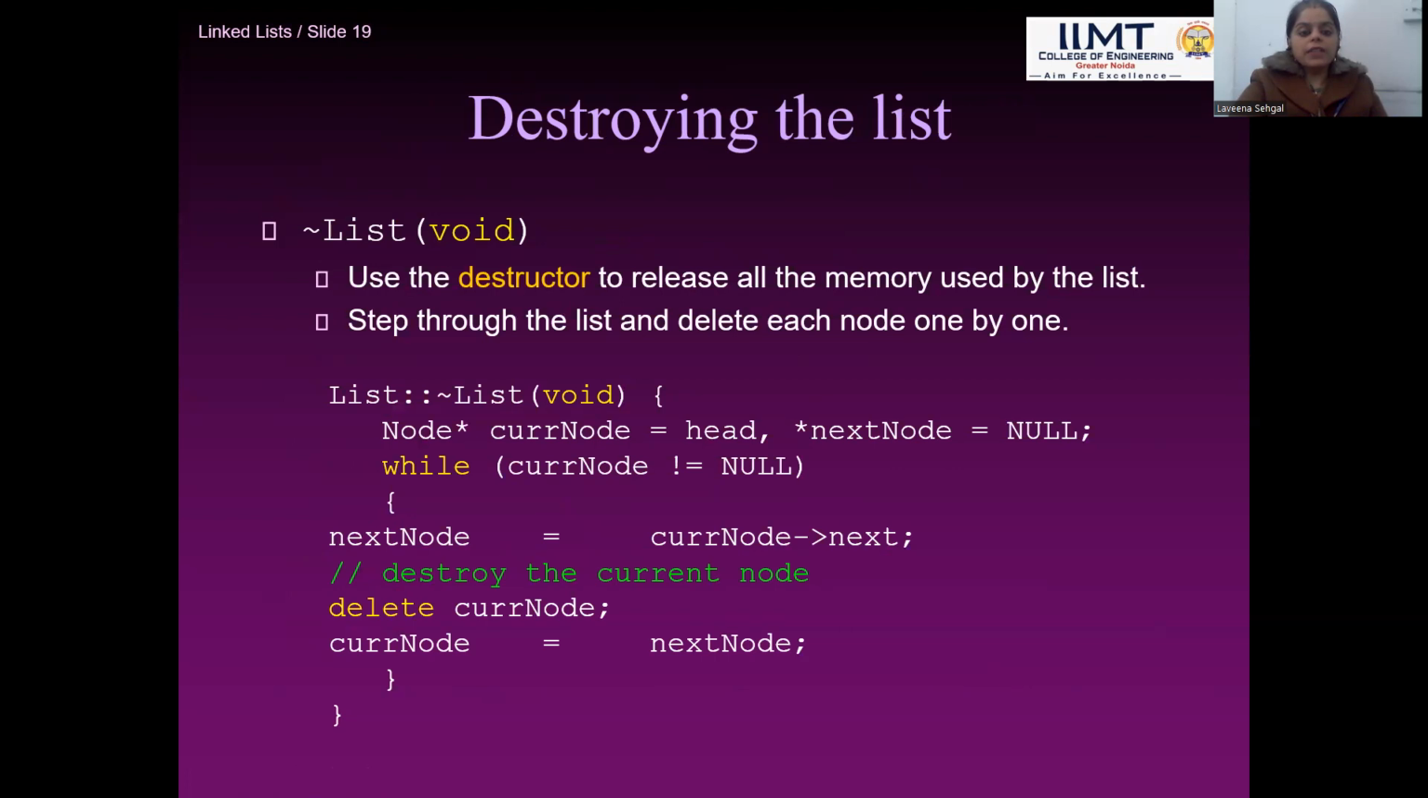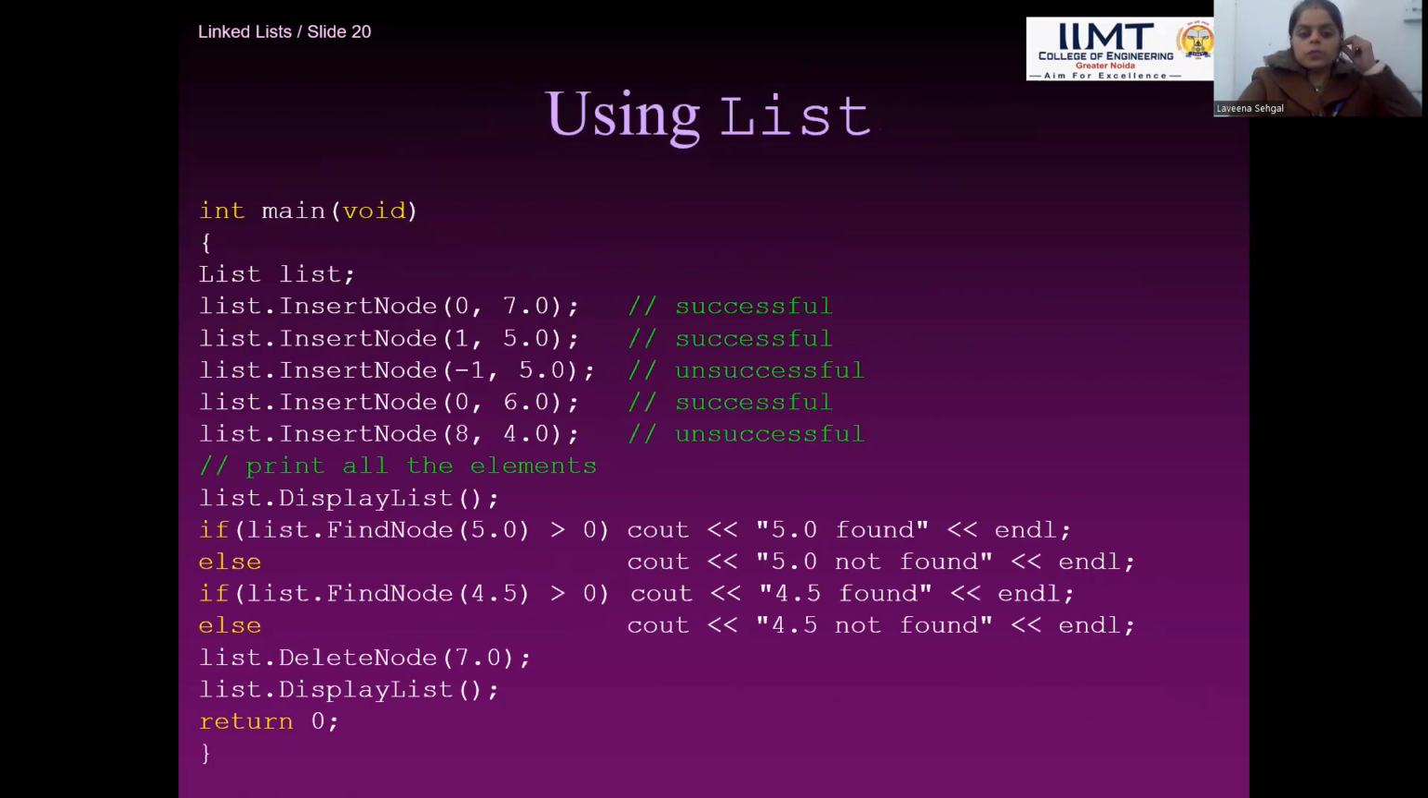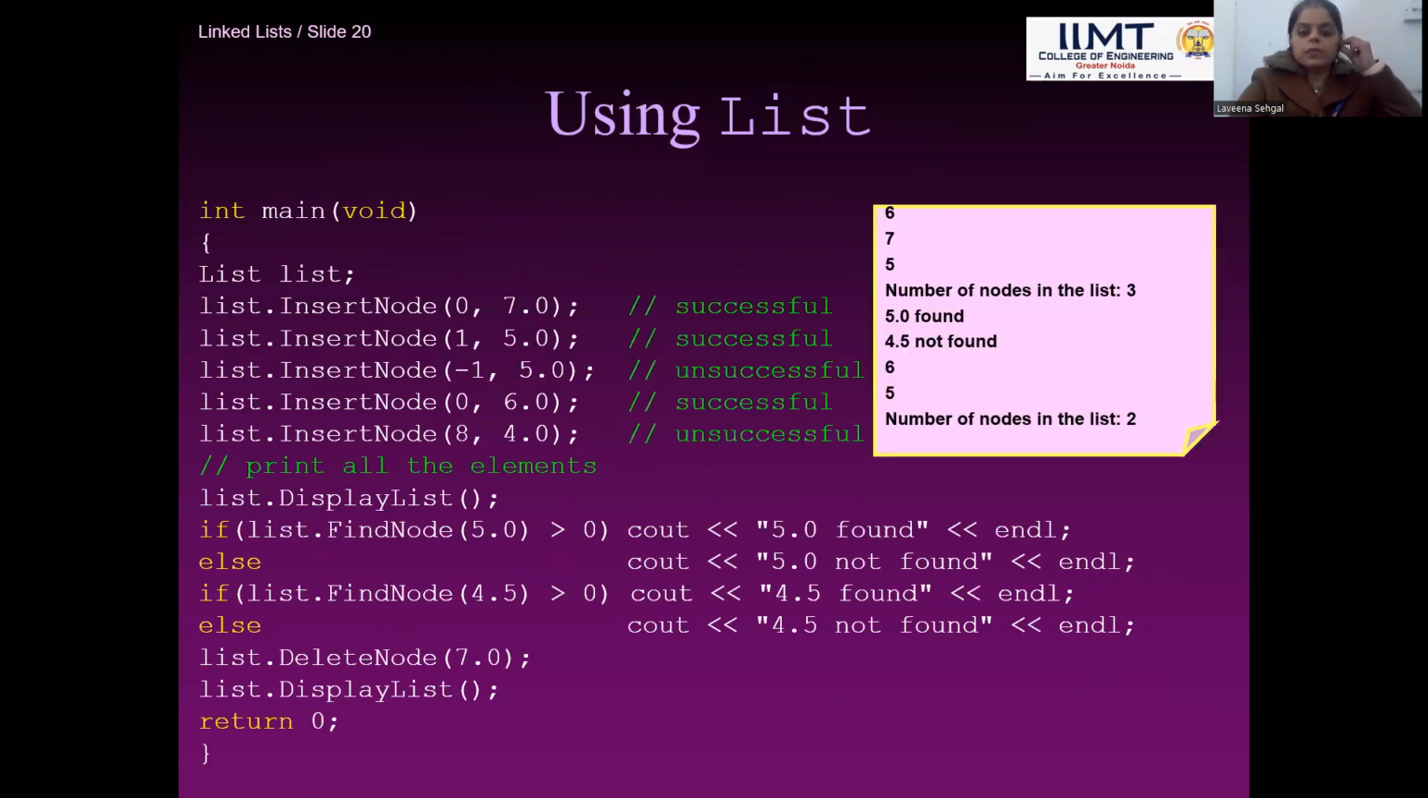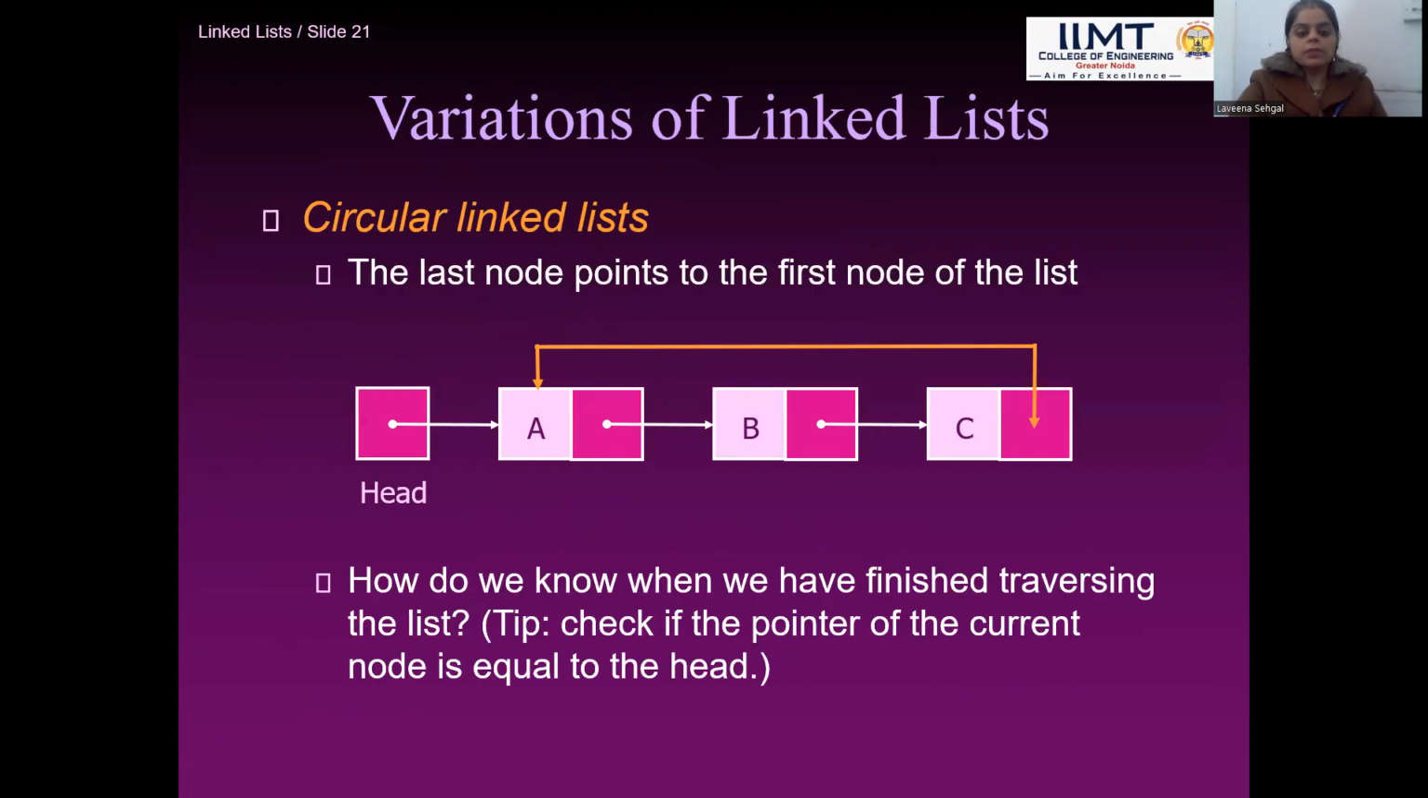Destroying the list: you can use the destructor to release the memory used by the list. These are the steps to delete each node one by one. These are a few examples which you can find here, showing which one is successful and unsuccessful.